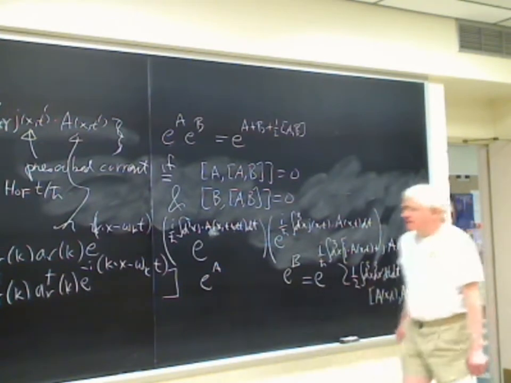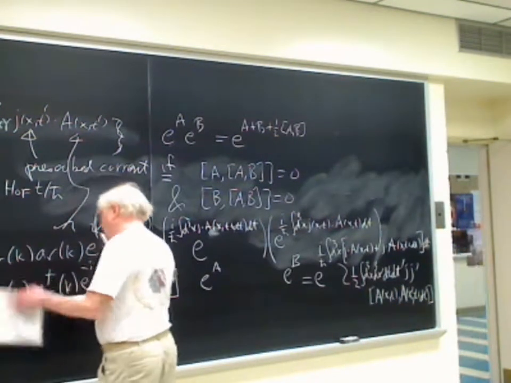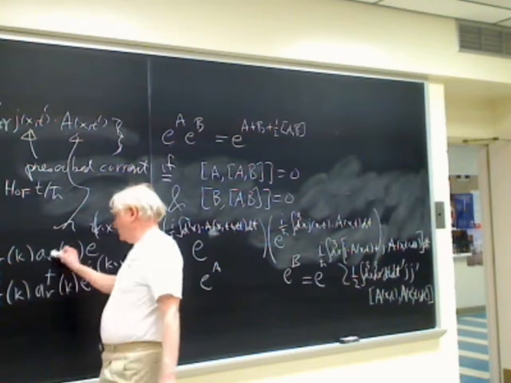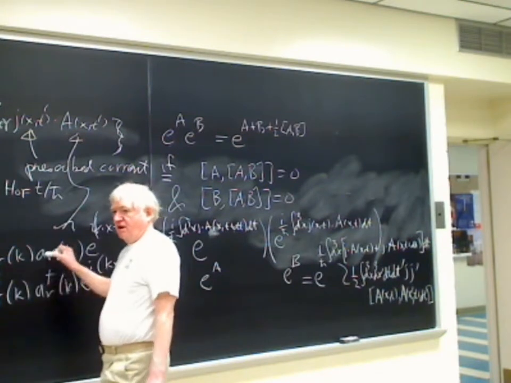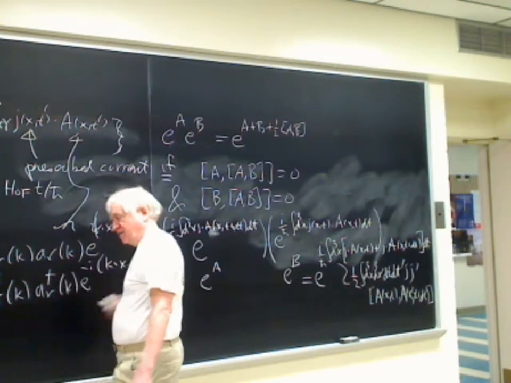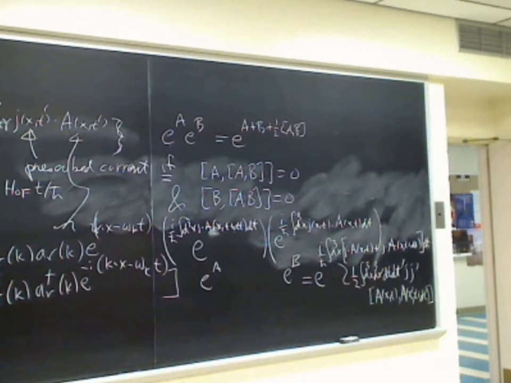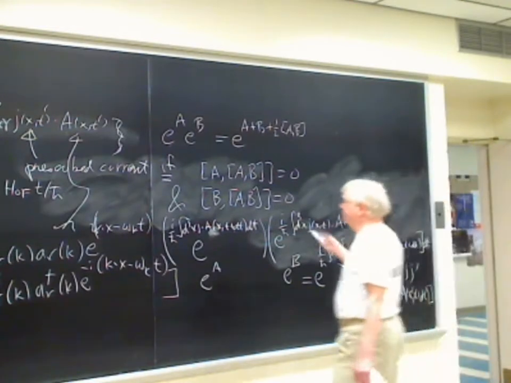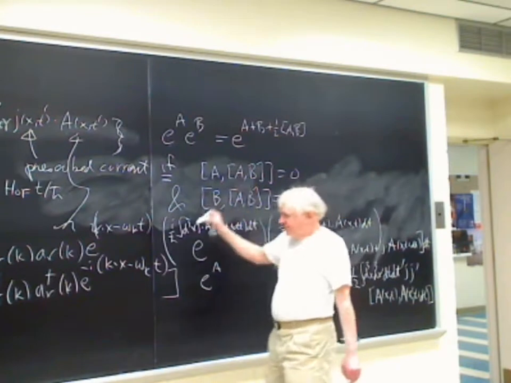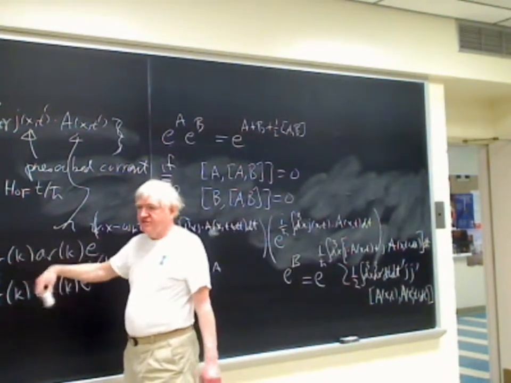But the commutator of a of t with a of t prime just involves commutators of a linear combination of a and a dagger with another linear combination of a and a dagger. And there you either get zero or you get a constant. In any event, you get a commutator that commutes with A and B, being just the electromagnetic field times j.